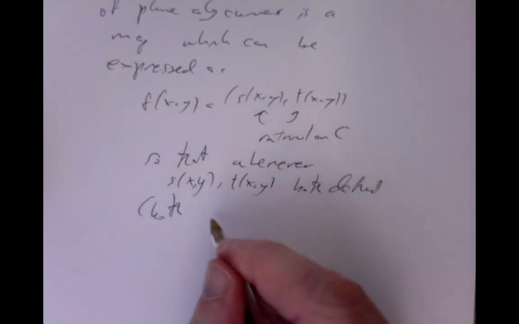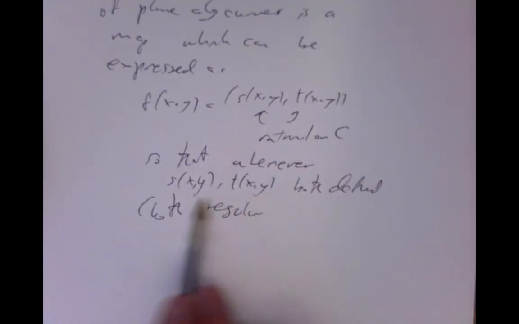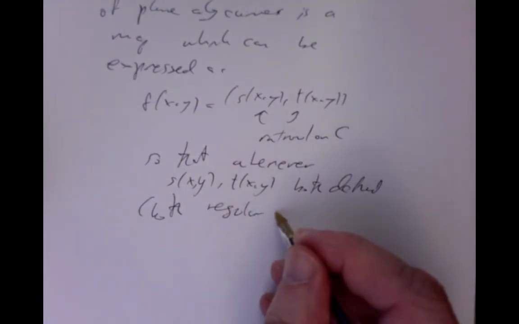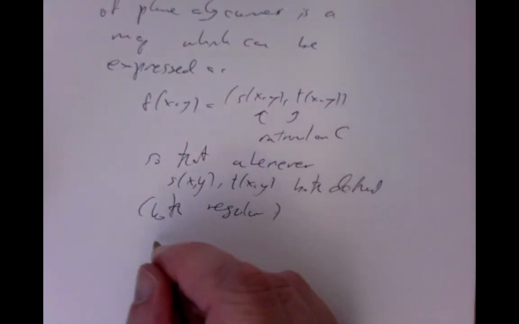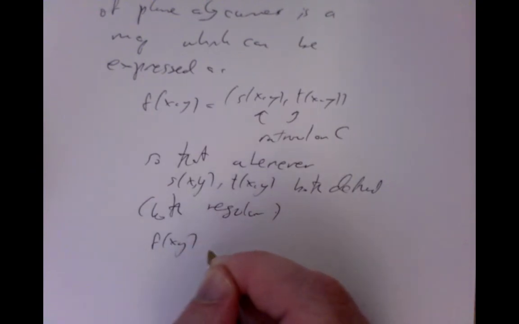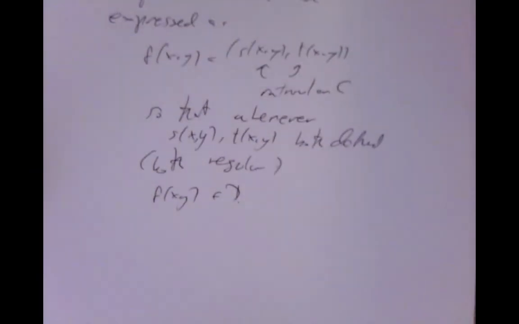We said regular meant they were defined at or near that point, right? So they're defined at a point. They have denominators that are non-zero at that point. Where they're both regular, the point f of x and y is then defined, and it has to be a point of D. So that's a rational morphism.